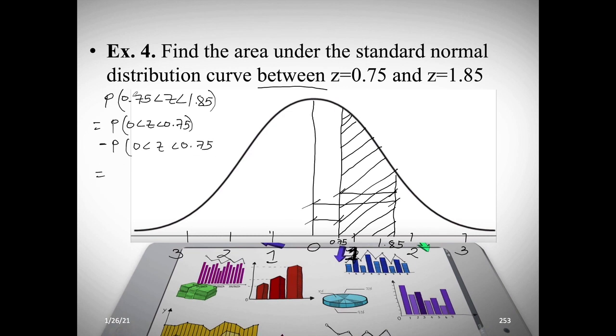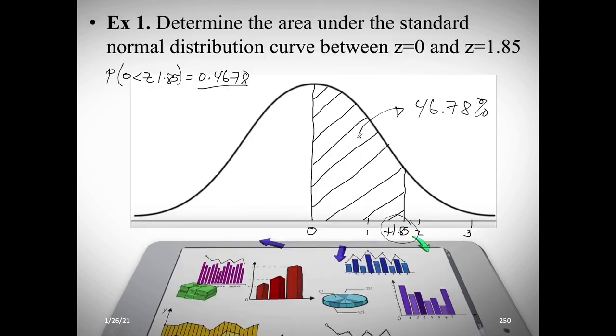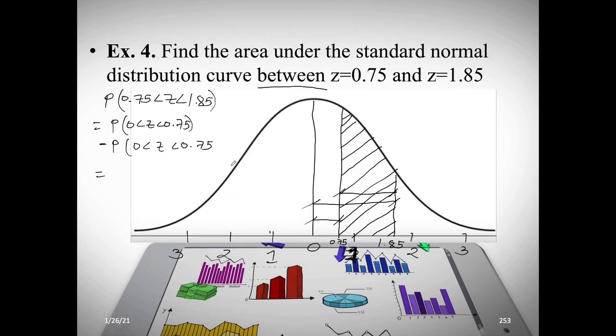So, again, the value of 0.75 is 0.2734. Let's have it here. 0.2734 minus, or actually reversed, the value of 1.85. Baliktad yung pagkakaano ko. The larger value should come first so it doesn't become negative. If it becomes negative, there is no problem; just take the absolute value, because what we are looking for is the area.